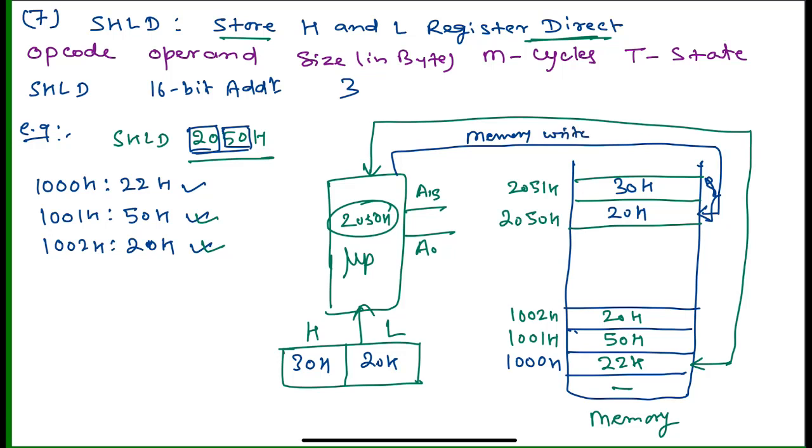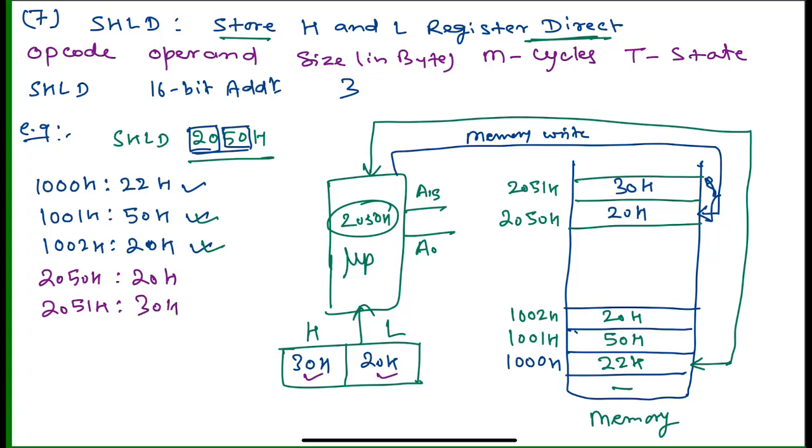Memory write operation. So in this part we can write here, at 2050H, this will be storing the first byte of this HL pair, that is called the lower byte, 20H. So at this location it will have 20H, and further at 2051H, this higher byte 30H, meaning the content of the H register, will be stored at this place.